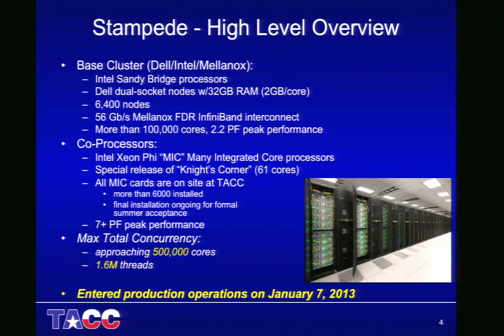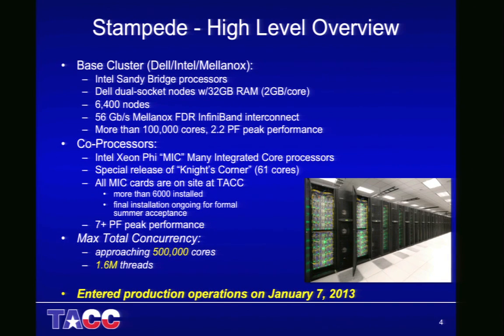So in terms of the base part of the system, which to us is the Sandy Bridge part, we've got about 2.2 petaflops of peak performance and over 100,000 cores. And then there's the innovative component, and this is a coprocessor technology from Intel. If you heard about it at last Supercomputing, they would have called it MIC. Now marketing has got a hold of it, and they call it Intel Xeon Phi. But this is the Many Integrated Core processor.